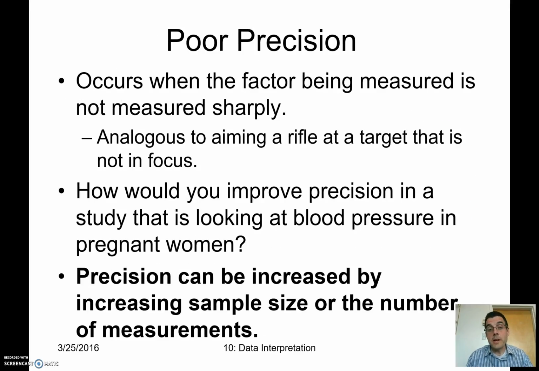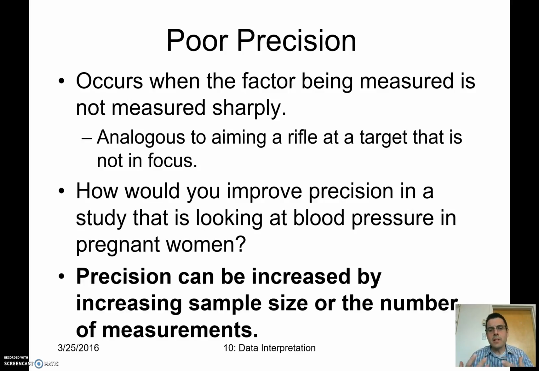So the first one that I'd like to discuss is poor precision, and this occurs when the factor being measured is not measured sharply. An analogy that one can easily understand is if you were to go target practicing with a rifle, and you had a scope that was not in focus. You would aim for the target over and over, and if it's not in focus, there's a real potential that you would never actually hit the target.